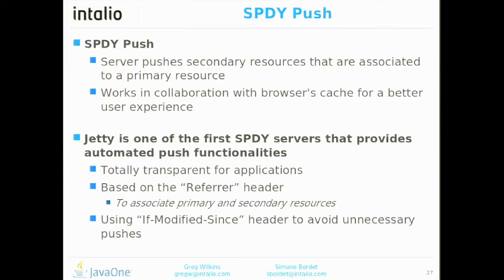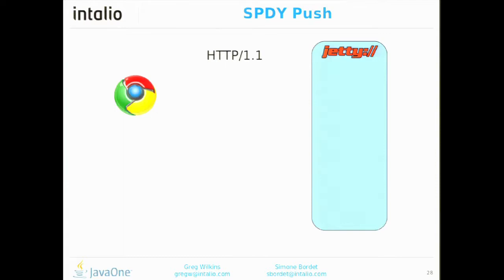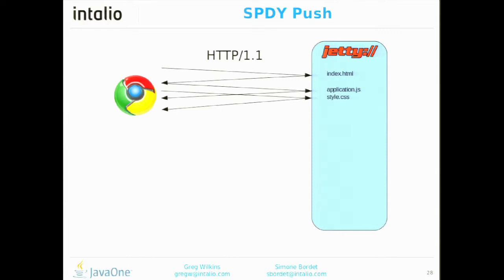So how does it work? Here's the normal HTTP request. We request for index.html, one round trip. We start parsing it. The browser starts parsing it. Then it says, oh, I need application.javascript and style.css. Makes two requests to the server that get kind of served concurrently.